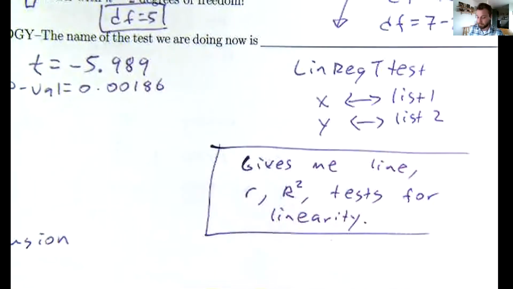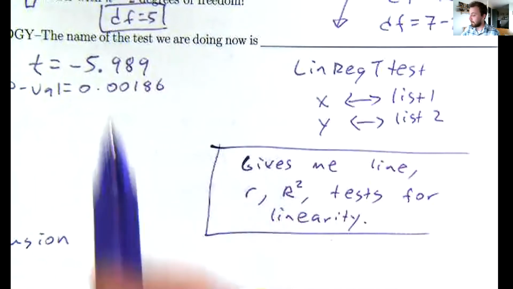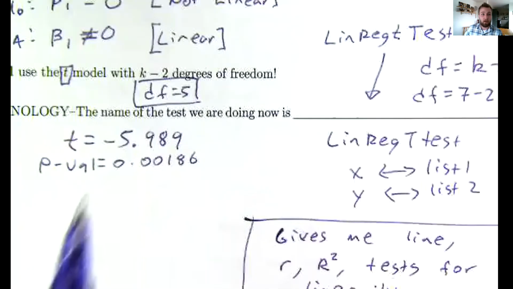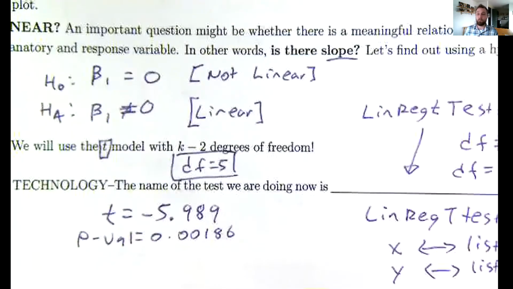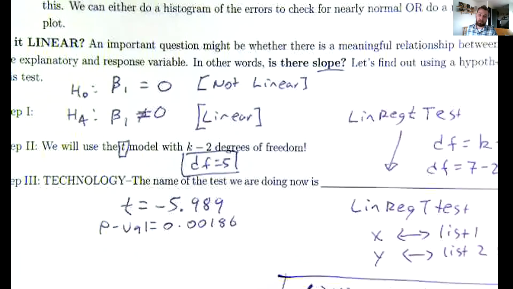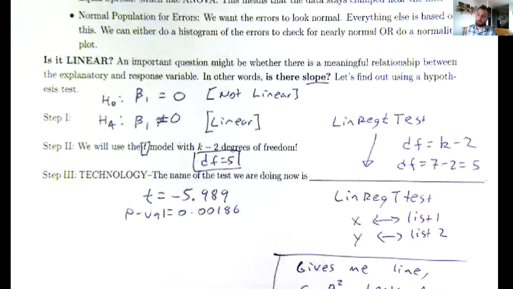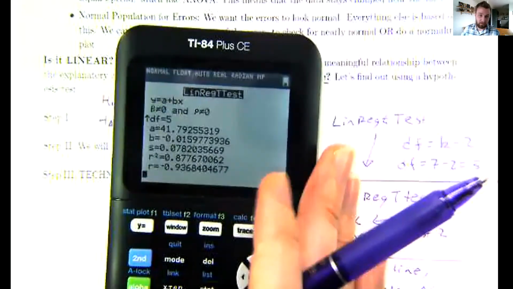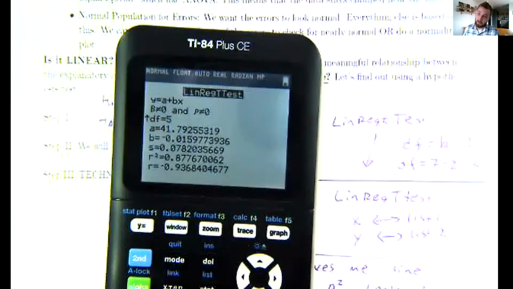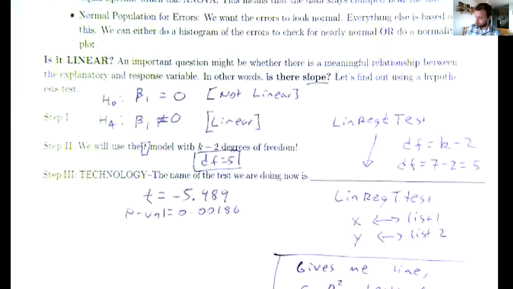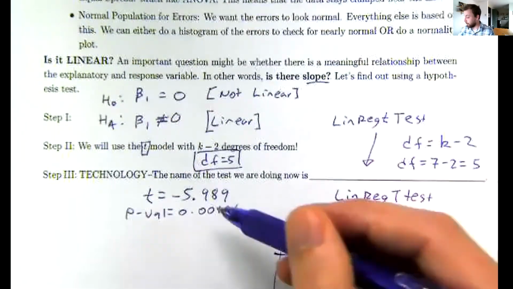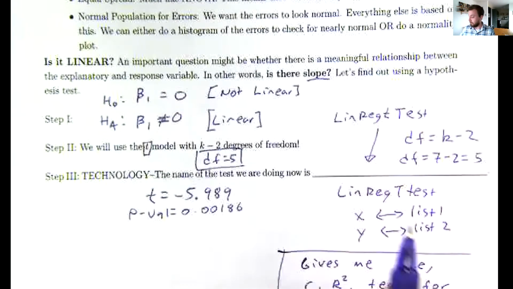My final step is conclusion. So first step, beta 1 equals 0. Alternative, beta 1 not equals 0. This will always be my null and alternative hypothesis when I'm doing this linear regression test. I'm using a t model. My degree of freedom there is k minus 2. That gave me 5. Note, checking in my calculator, it gave me a degree of freedom of 5, so things are checking up. It gave me a p-value of 0.00186.